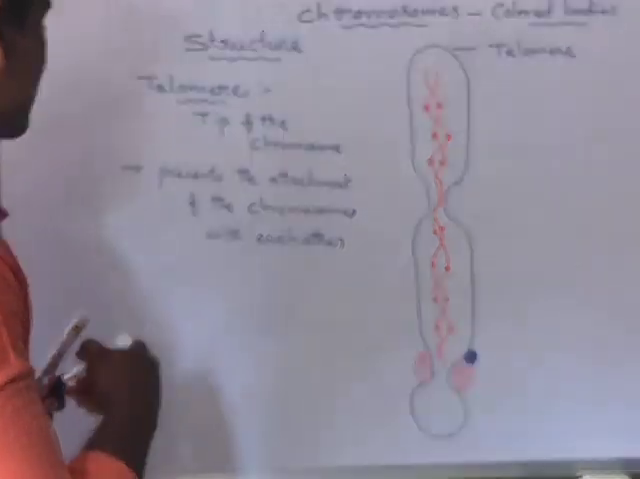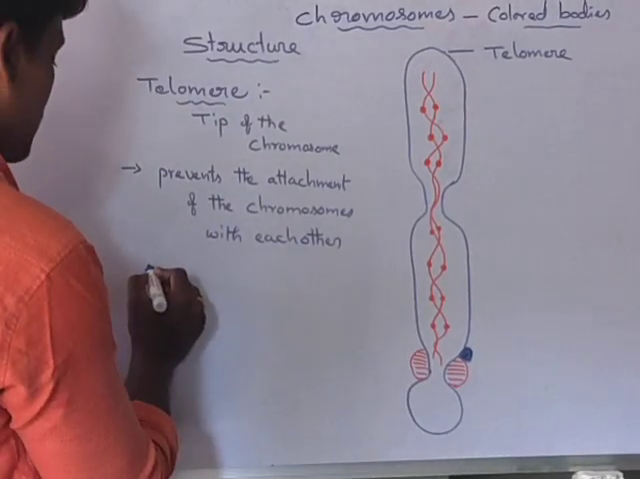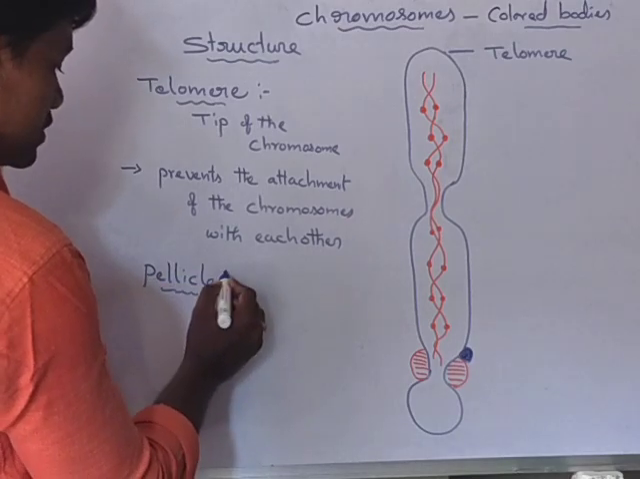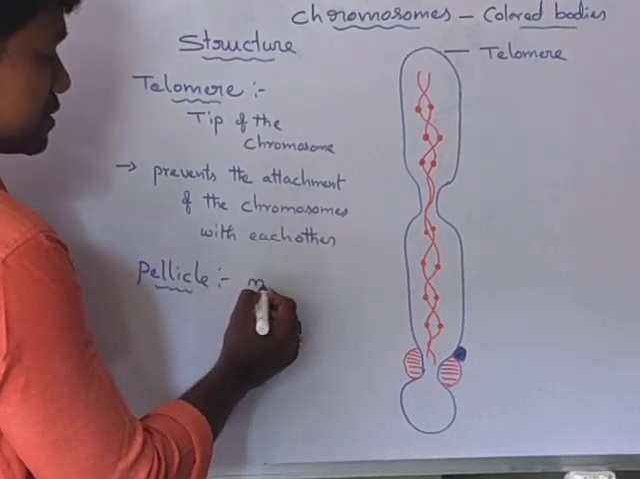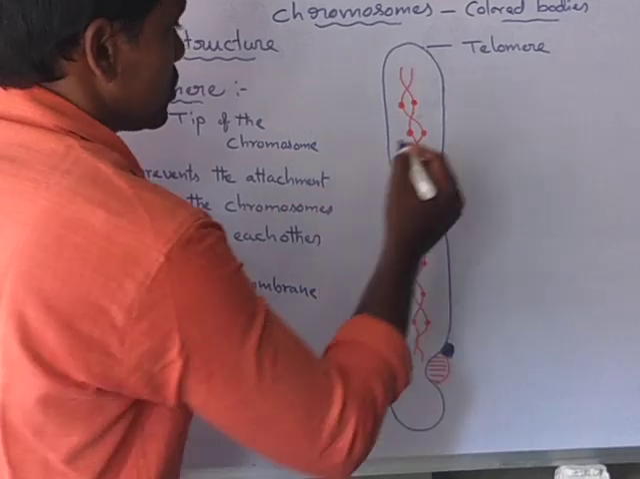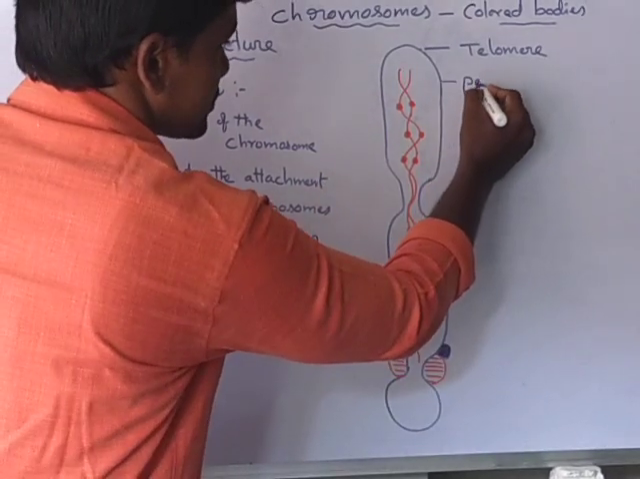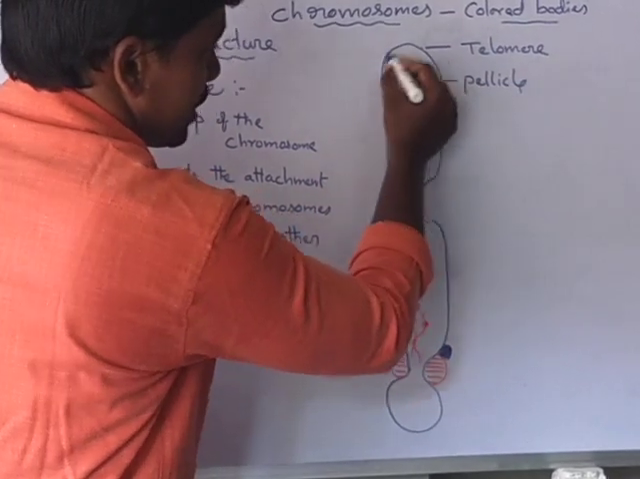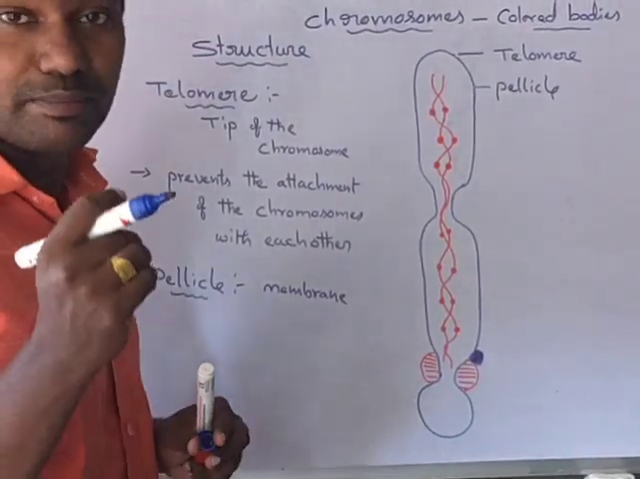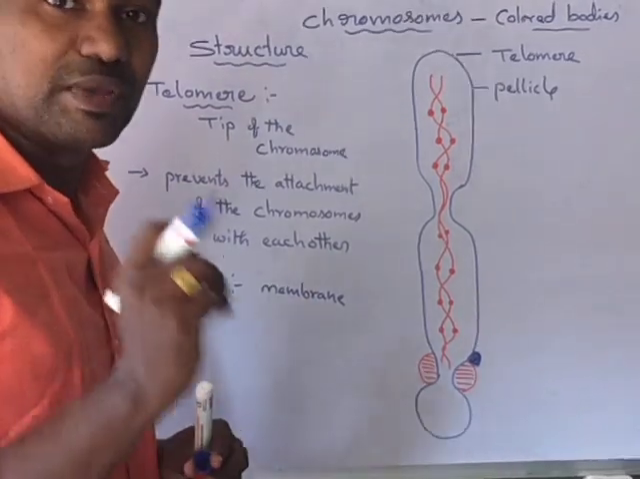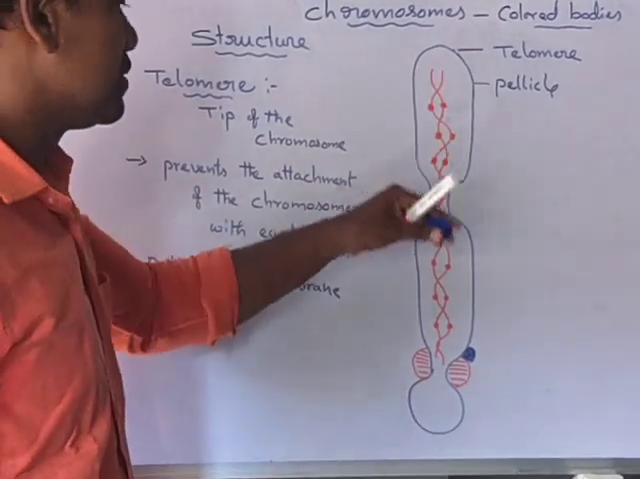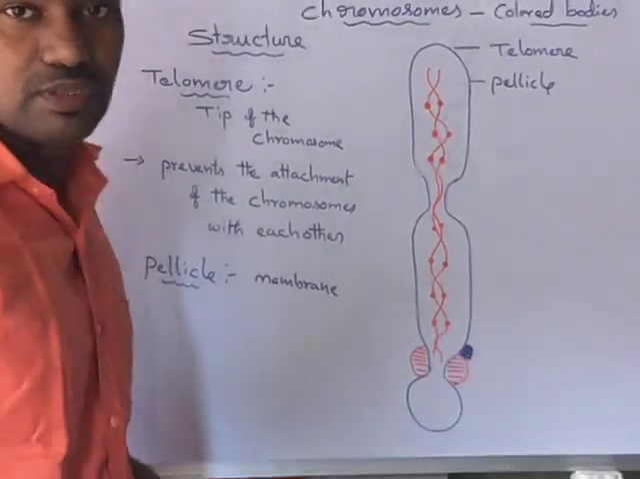Another part is pellicle. Pellicle is a membrane which surrounds the chromosome. So this is the pellicle. The membrane is made up of a protein, that is pellicle. So pellicle is a protein which forms a membrane which surrounds the chromosome.